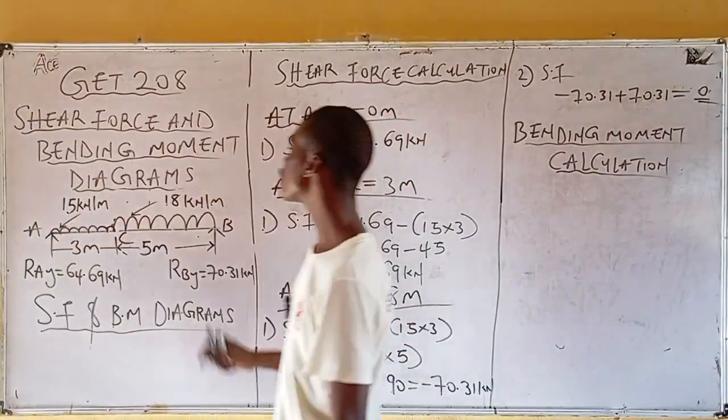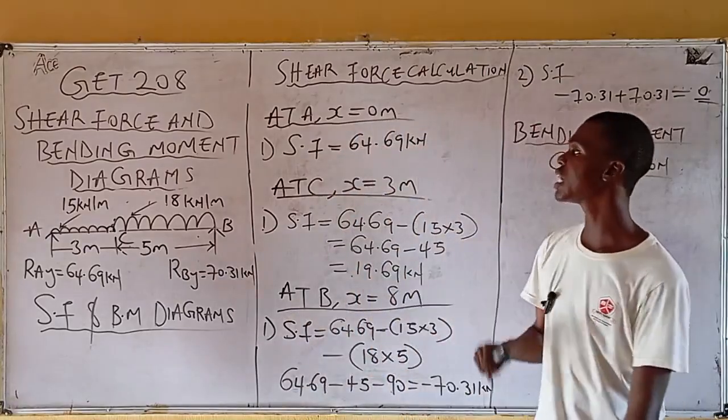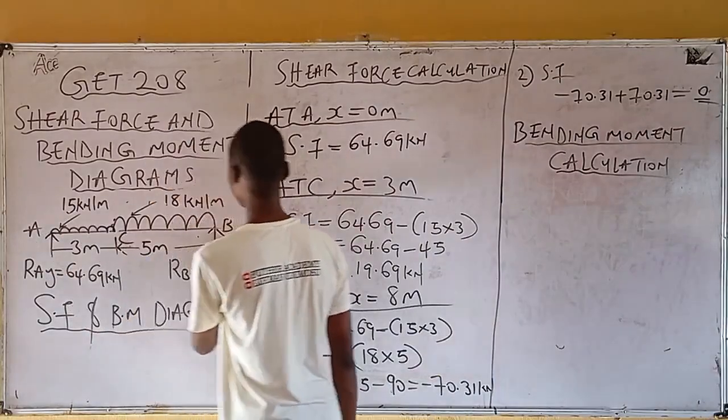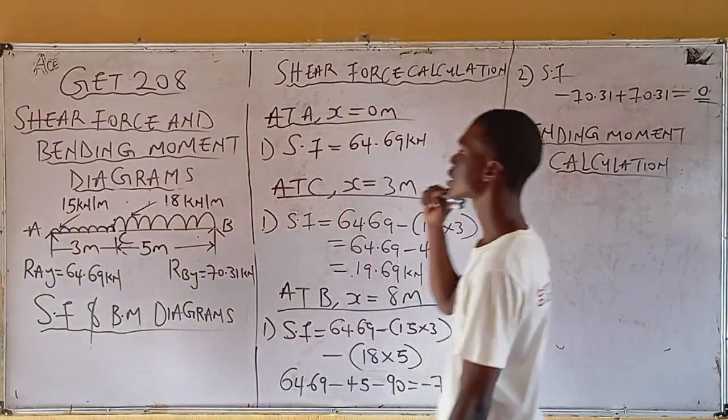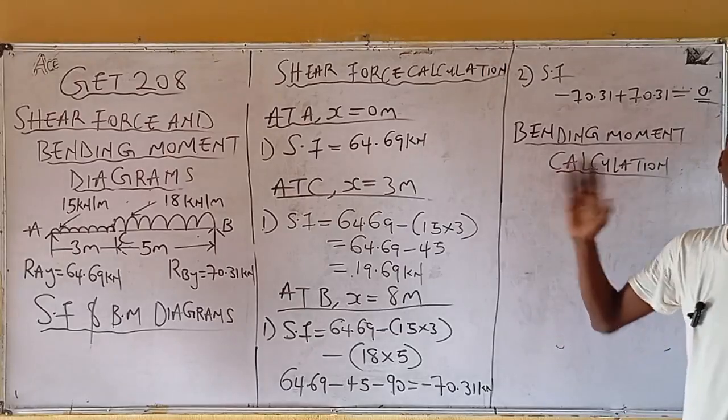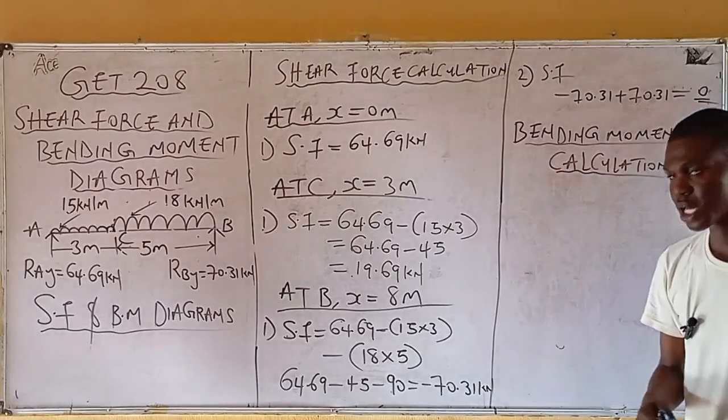When it comes to bending moment, you already know that I'll be getting bending moment at each point, right? Meaning at point A, at C, and at point B. Bending moment at A, what's the value of bending moment? 0. Just because bending moment always starts with what? 0.